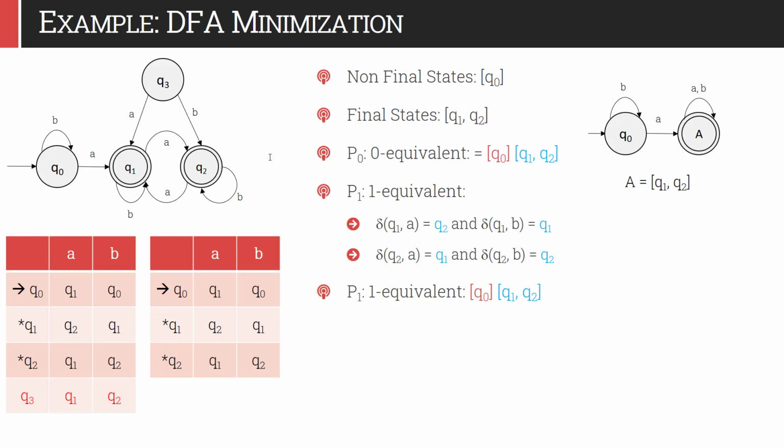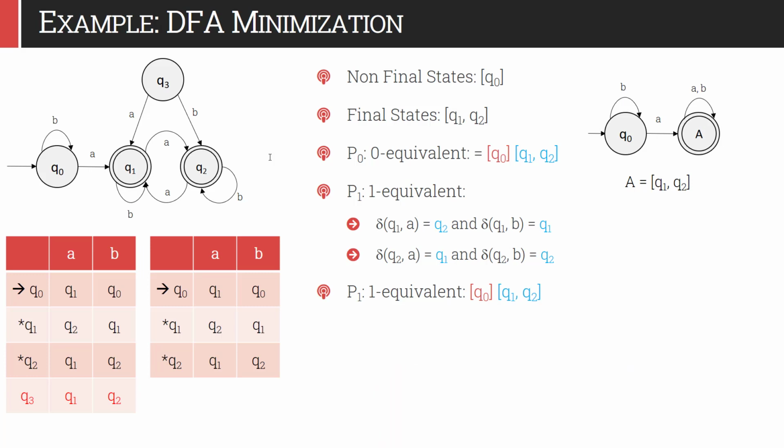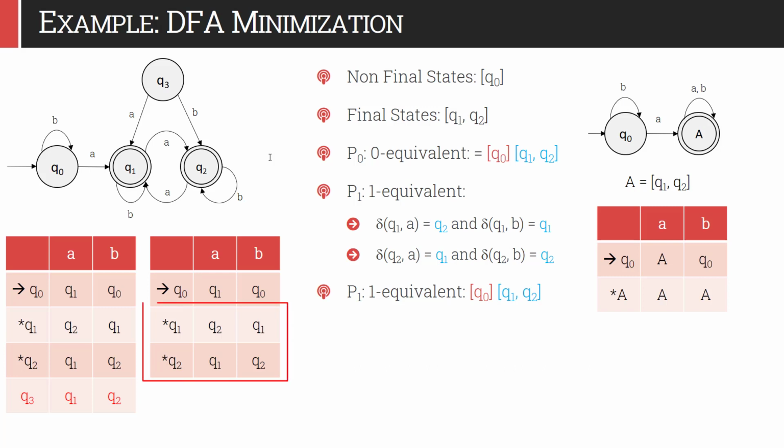So let us consider A is equal to Q1 Q2. So our DFA will look like this. All transitions which were going to Q1 or Q2 will now go to state A. Wherever there was Q1 or Q2 in the transition diagram or transition table, it will be replaced by A. And those two rows of Q1 and Q2 we have to remove and instead put only A. As Q1 and Q2 are final states, we have to mark A as a final state. So this is how we have minimized the DFA from 4 states to 2 states only.